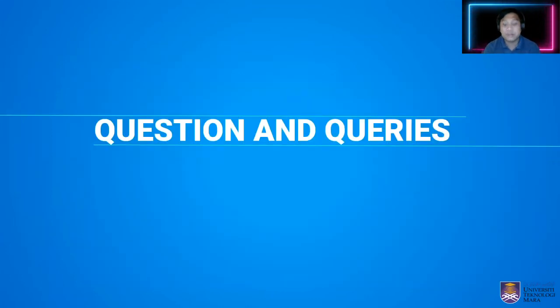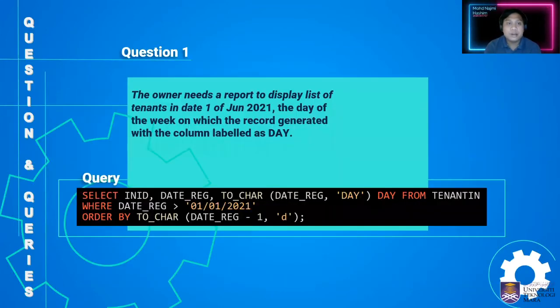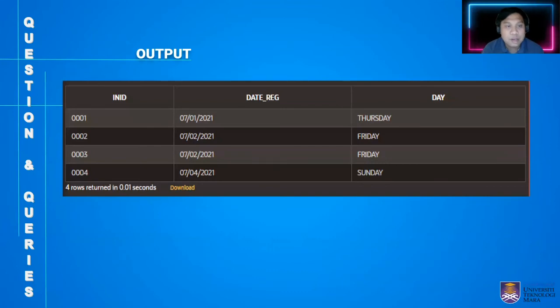So next one is question enquiry. Question number 1: the owner needs a report to display a list of tenants on the date of 1 June 2021, and the day of the week on which the record was generated, with the column label as day. So below is the query for question 1. So this is the output for question 1. We have ID, and the second one is date of registration and the day.